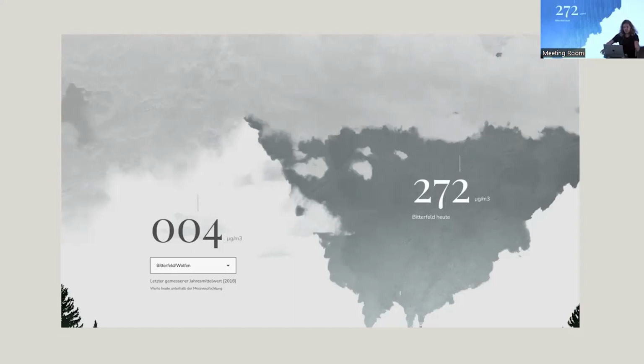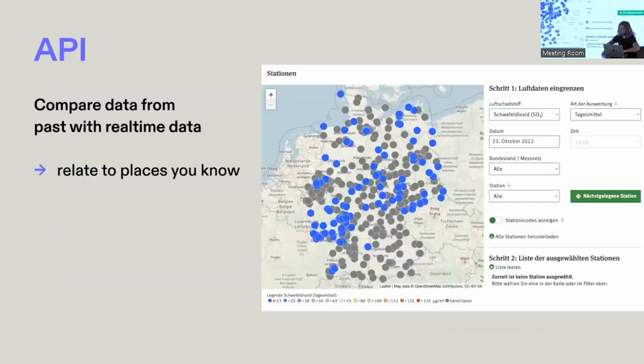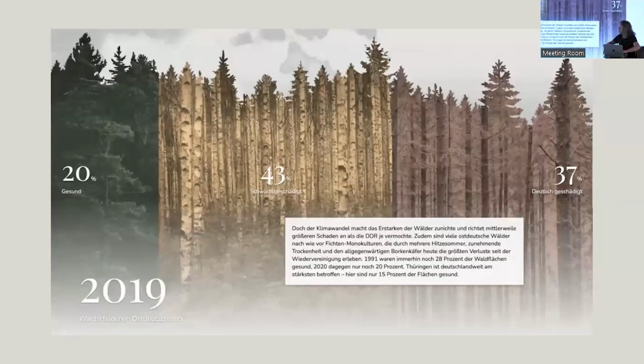What we want to show, also on the other side, is to give the user access to the actual numbers. So what we did was we used the API from the Federal Environmental Office to connect the real-time data, so you can relate to the places you know in Germany. The next section was to show the damage to the forest.